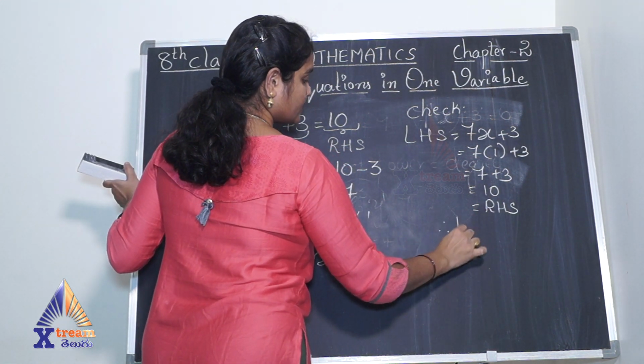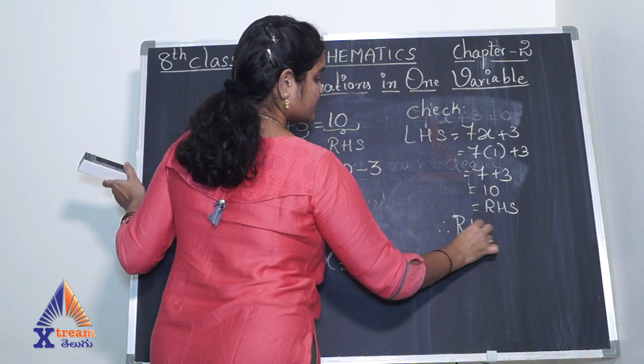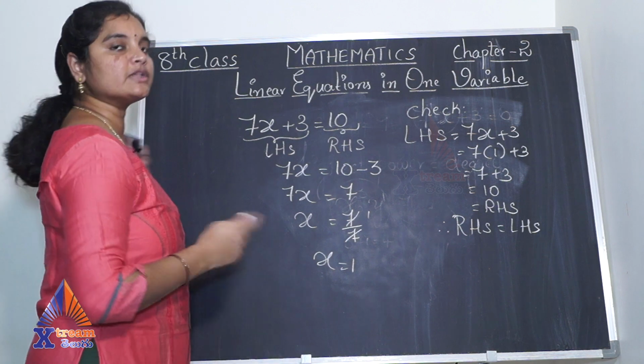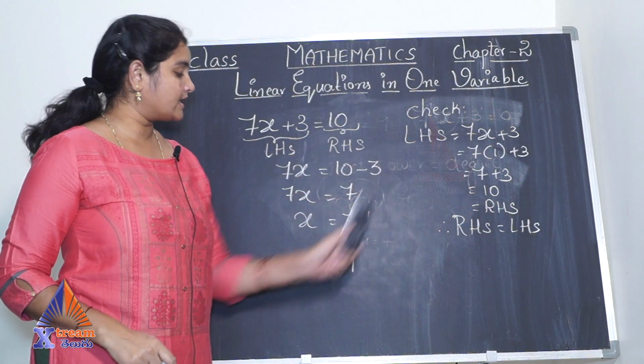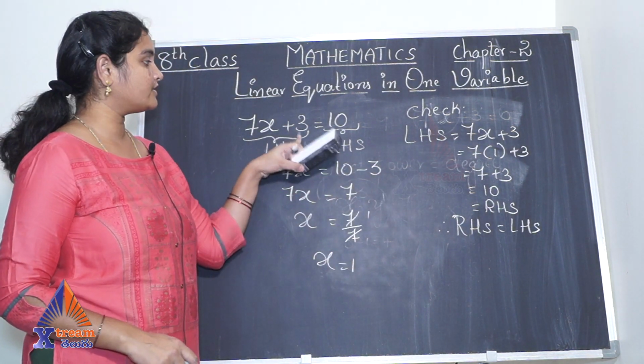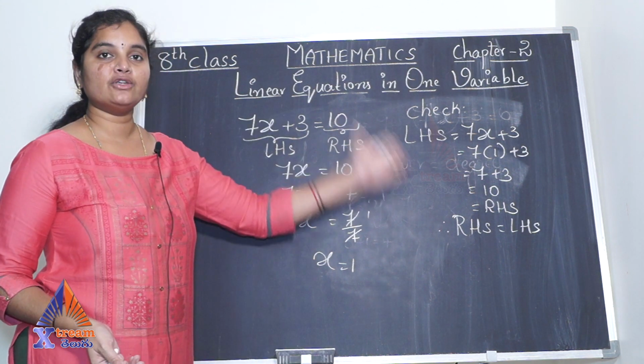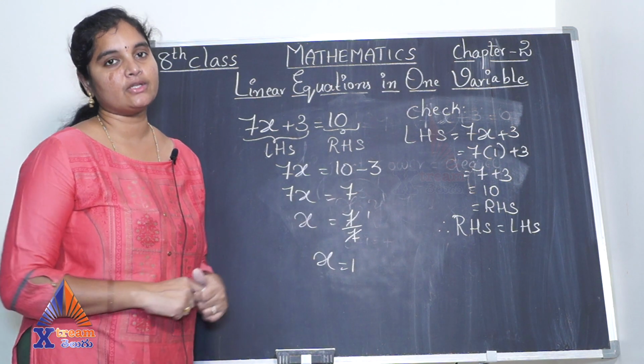So since our RHS is equal to LHS, we can say that x equals 1 is the solution of this equation. Otherwise, you have to recheck where you have gone wrong and get your correct solution.